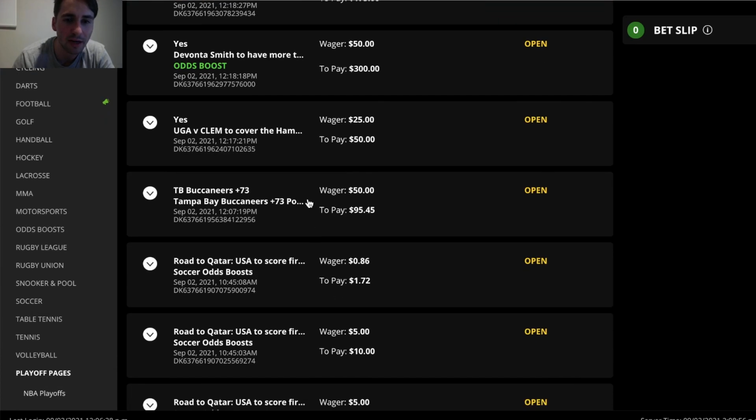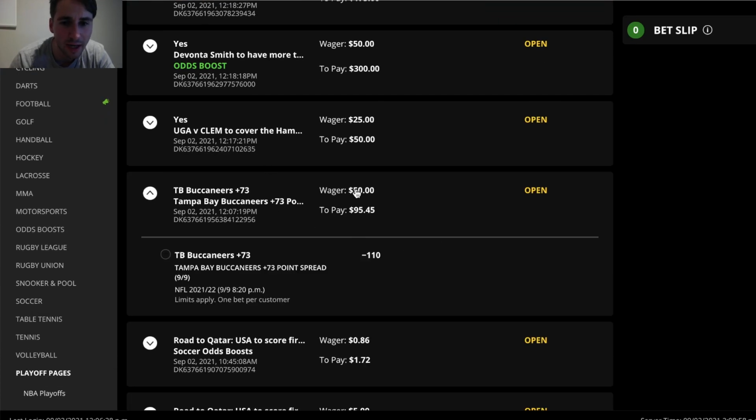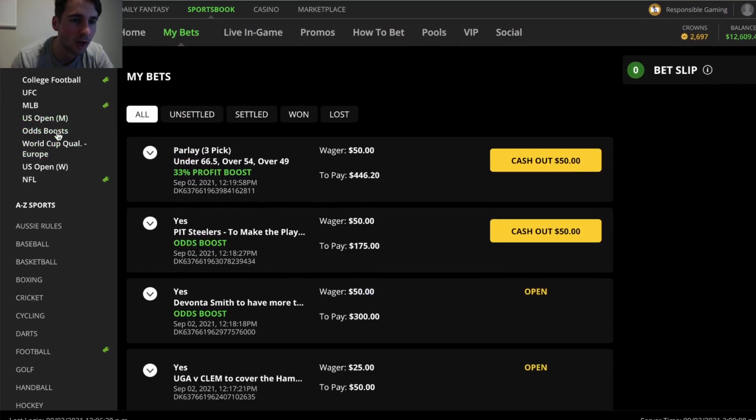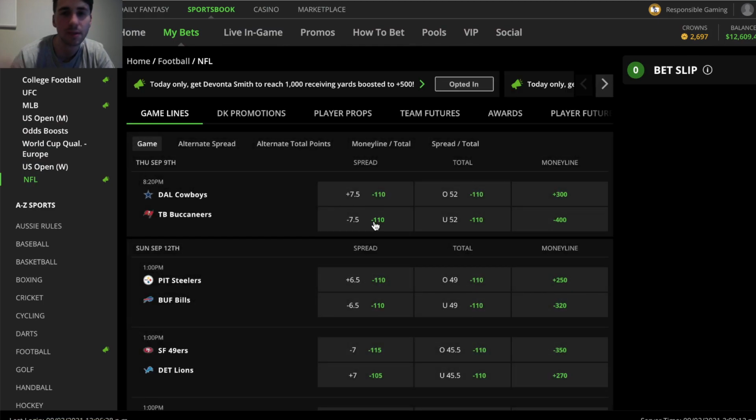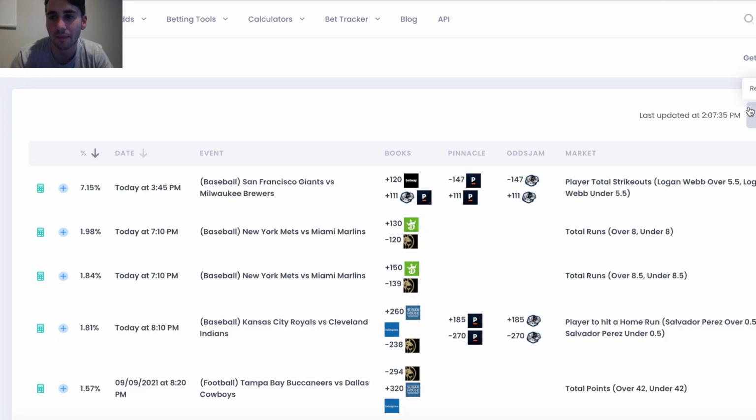So what you'll see here is they let me bet $50 on it. This is just a free $45 in profit, $95 minus $50. Tampa Bay plus 73 at minus 110 odds, whereas if we go to NFL, we can see what the actual odds are supposed to be. They're supposed to be minus 7.5 favorites, right? So just something to look out for.